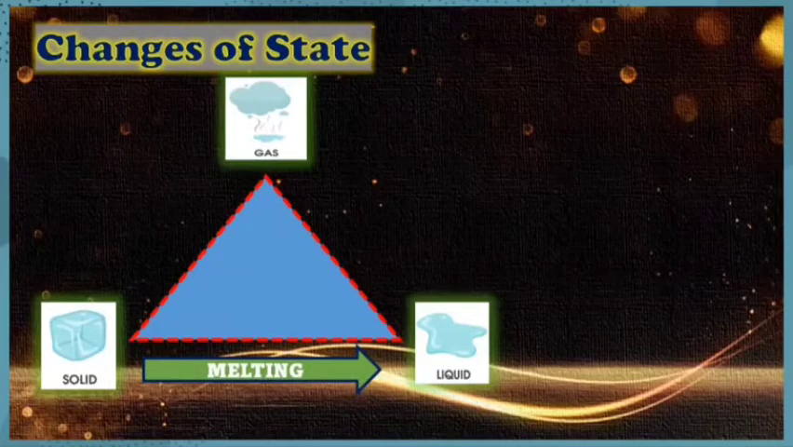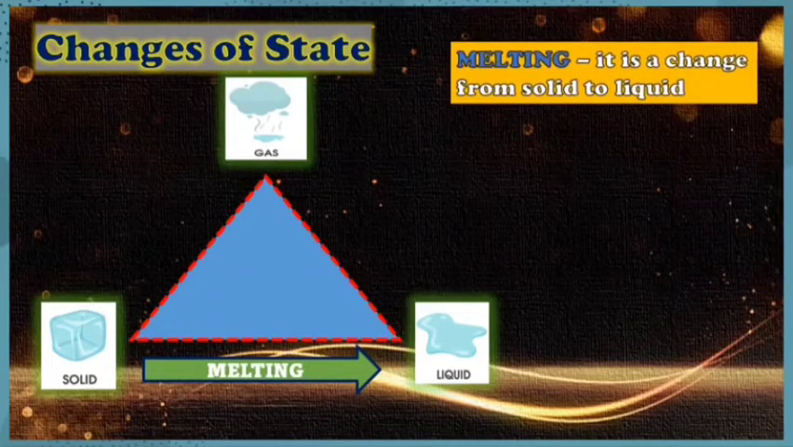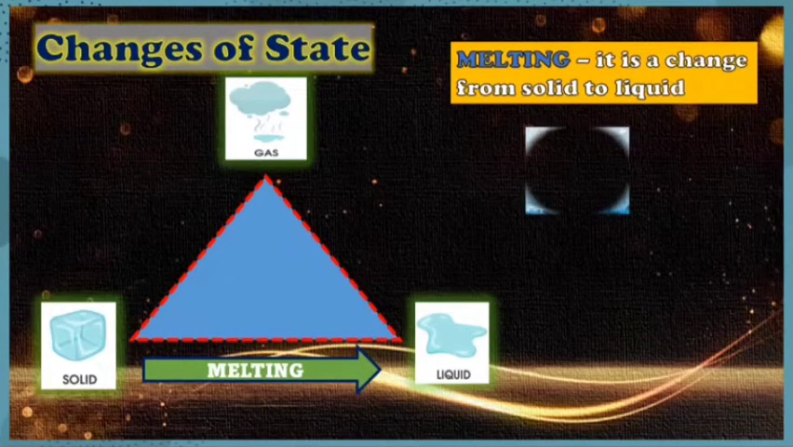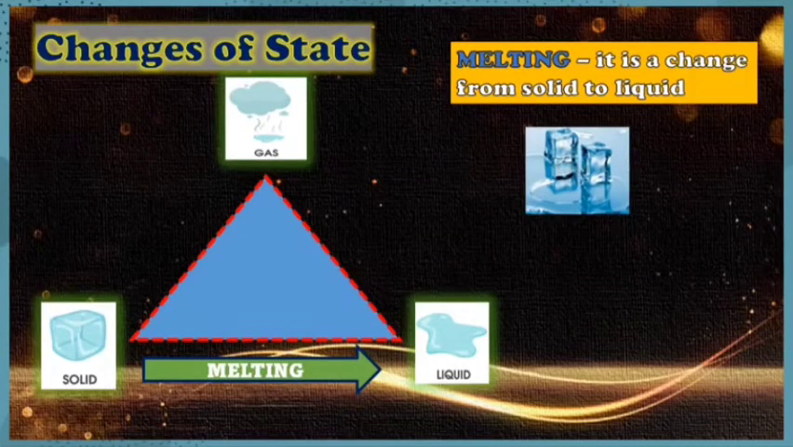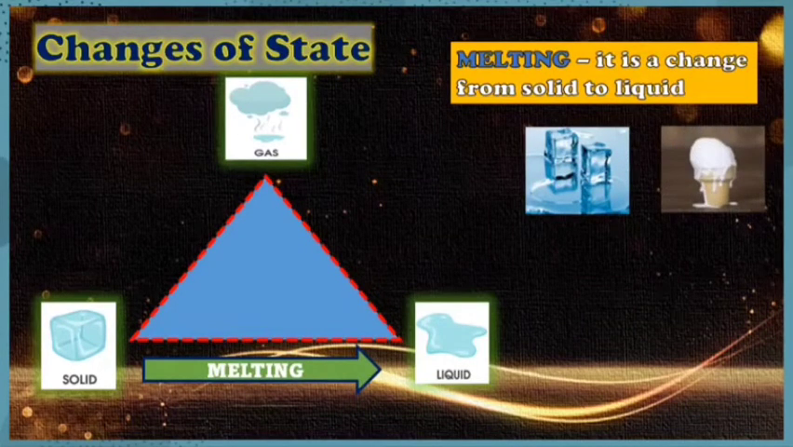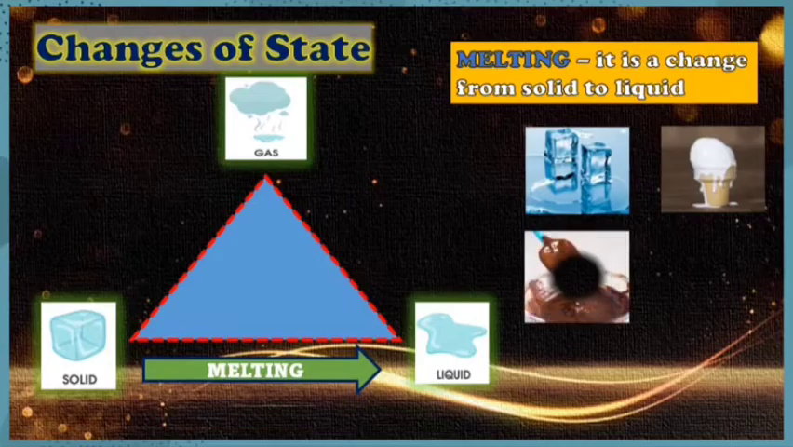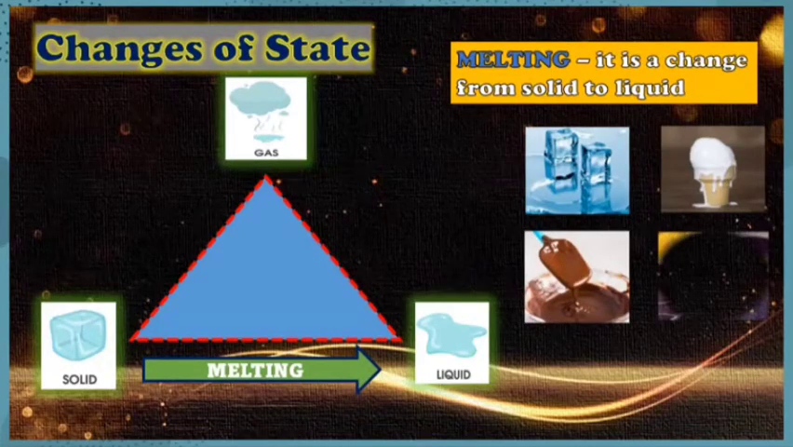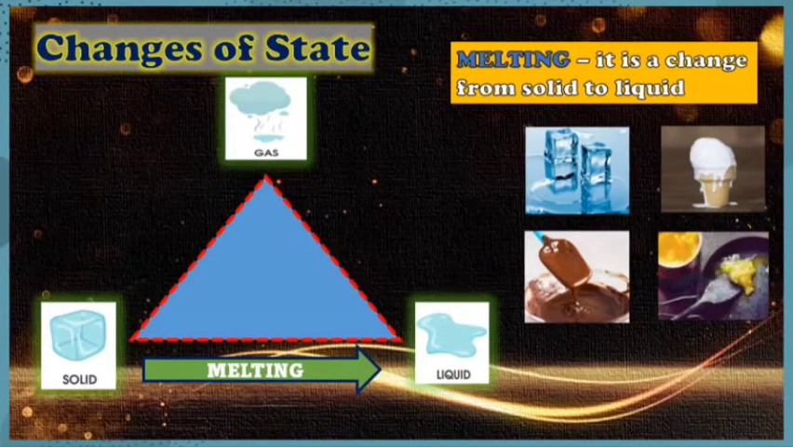What is the process when a solid turns to liquid, liquid turns to gas, and gas turns to solid? The first one, change of state, is what you call melting. It is a change from solid to liquid. For example, the melting of ice, melting of ice cream, melting of butter, and melting of chocolate. Those are examples of what you call melting.